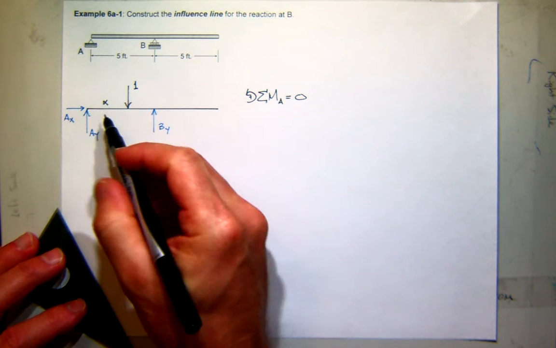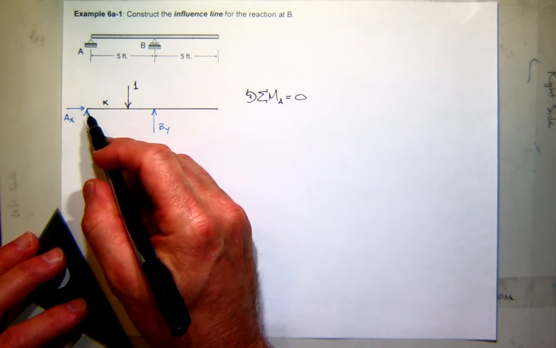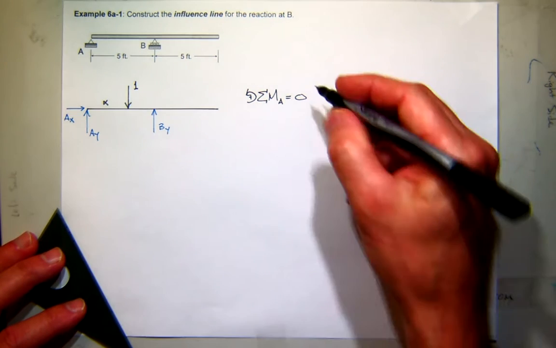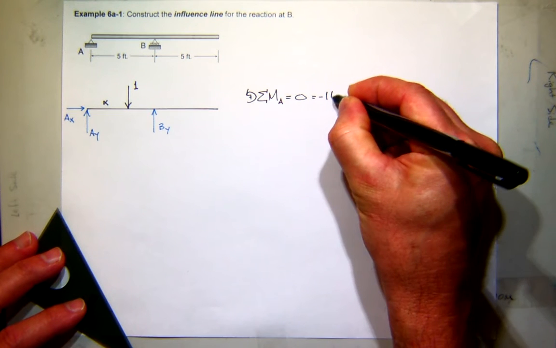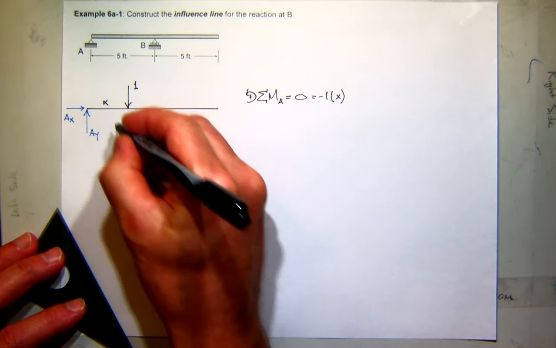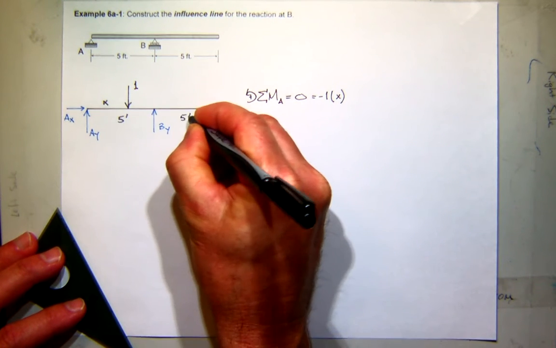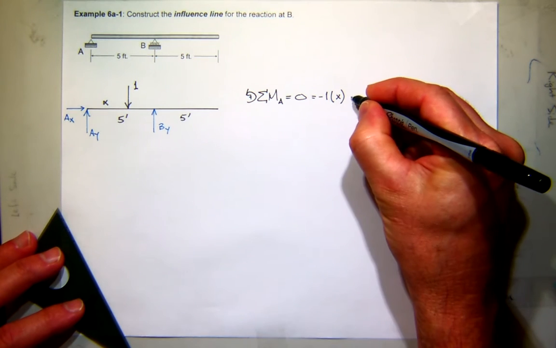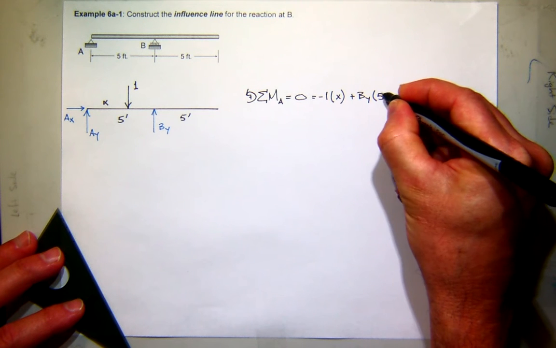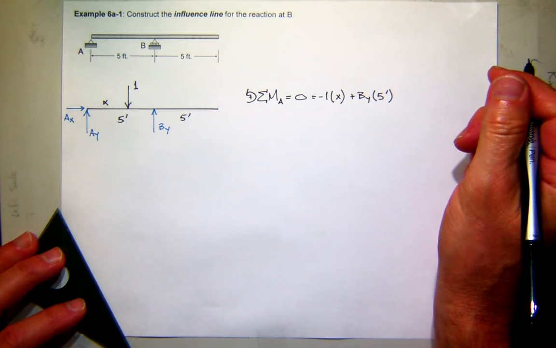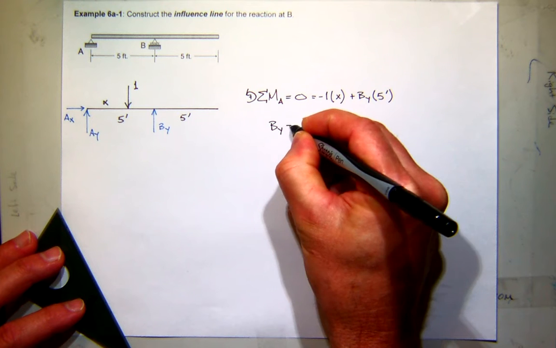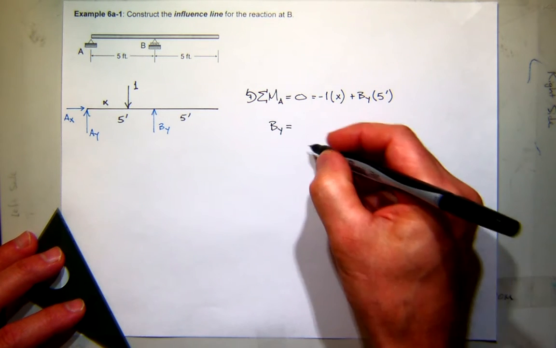for By, right? So looking at the moment about A, what is the moment about A created by our unit load? Positive or negative? Negative. So it would be negative 1 times, what's the moment arm? X. And what's the moment of By about A? Positive or negative? Positive. And what is it? Well, it's the force By times the distance 5. Is that it? Solve for By. By is equal to x divided by 5.